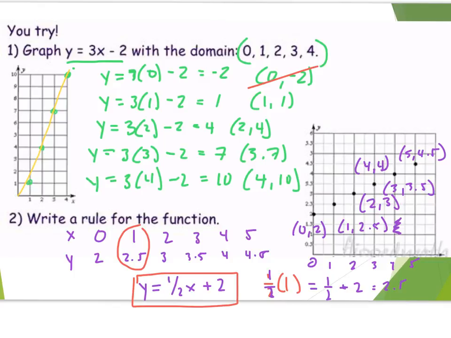So I checked. 1/2 times 2, well, half of 2 is 1. Add 2, you get 3. Half of 3 is 1.5. Add 2, 3.5. Half of 4 is 2. Add 2, you get 4. So notice how the rule works. Again, if your x values are a little different, I apologize. But when it's a little difficult, it's a combination of multiplying and adding.